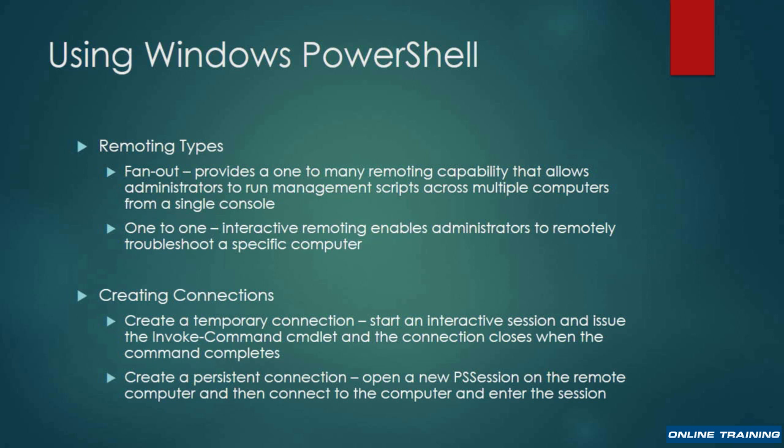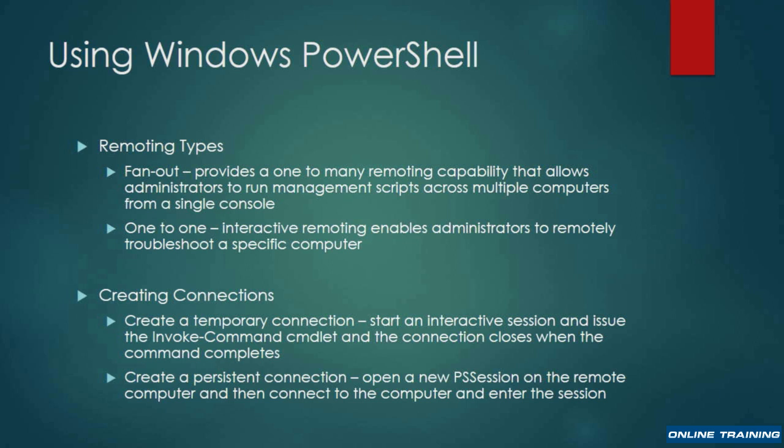There are a couple of different types of PowerShell remoting that you would want to be familiar with. The first is a fan-out type. This is a one-to-many remoting capability. It allows administrators to run a script from one console across multiple computers. This could be a script that gets a list of computers on which it's going to act, from a text file, or it could just be a list. A lot of the commands will have a computer name parameter, and if you pipe a list into that parameter, or if you just specify a comma delimited list of computers, then it will execute against all those computers. That's called fan out.